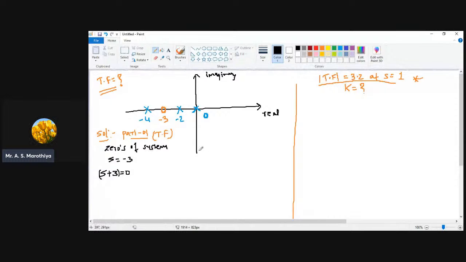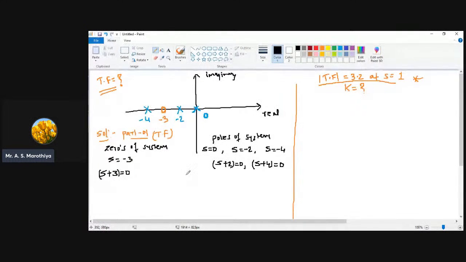In the same way, what about poles? Poles of the system: one pole is available at s equals 0. Then one pole is at s equals -2, which I can rewrite as s plus 2 equals 0. Then one pole is at s equals -4, which I can rewrite as s plus 4 equals 0. That is very important.